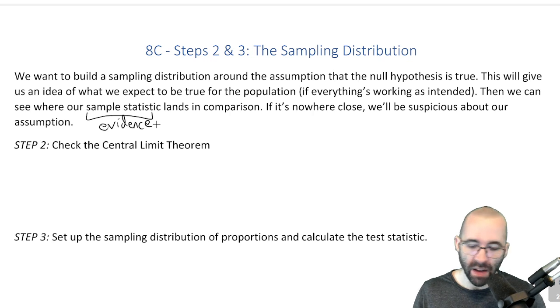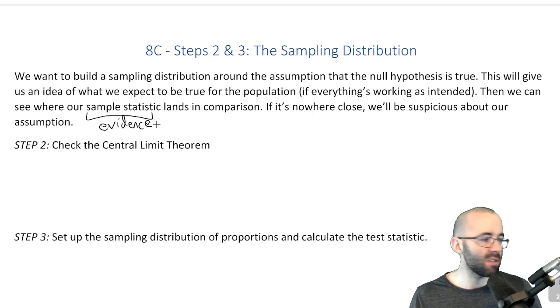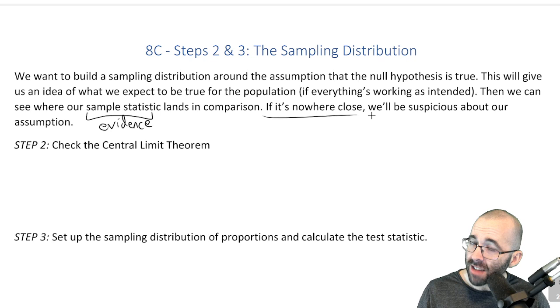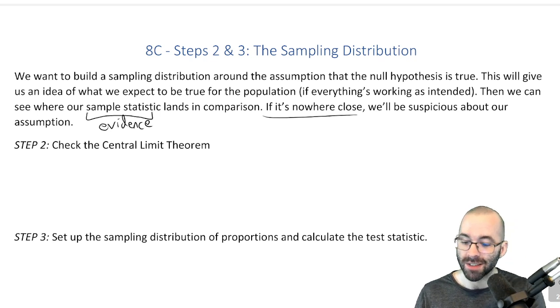We have a claim, we have evidence, we're comparing them. We'll set up a sampling distribution, see where the evidence lies. And if the evidence is nowhere close to the assumption, then we're going to be really suspicious.